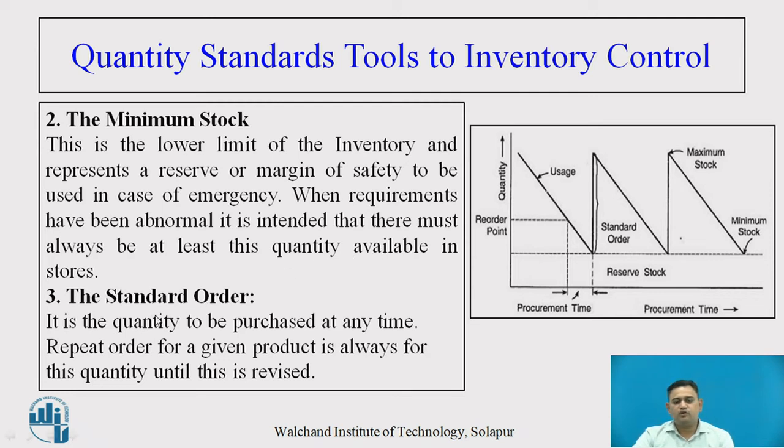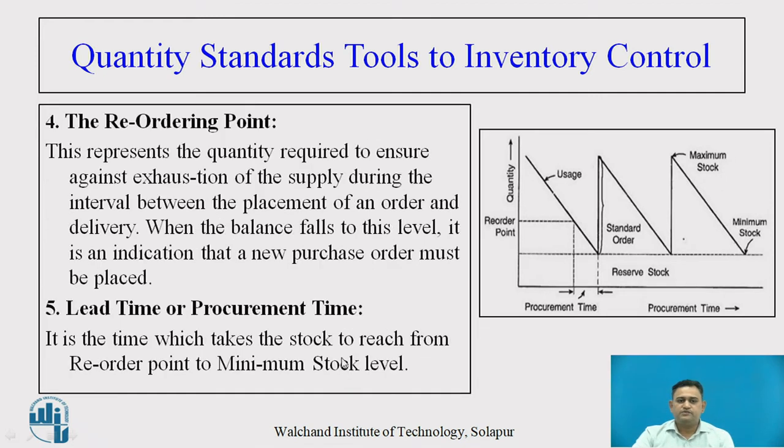Now, what is the standard order? It's a quantity to be purchased at any time or whenever we require. Next comes the reordering point. The reordering point is the time at which we have to go for placing the procurement order of the material, or you can say purchasing of the material. And the lead time, or procurement time, is the time which is taken from the reordering point till the minimum stock of the material.